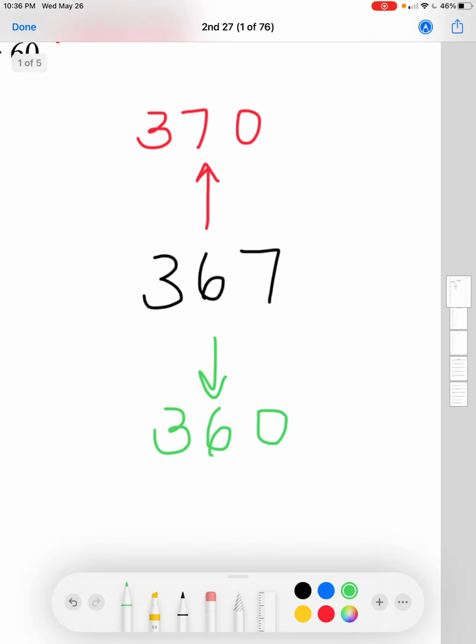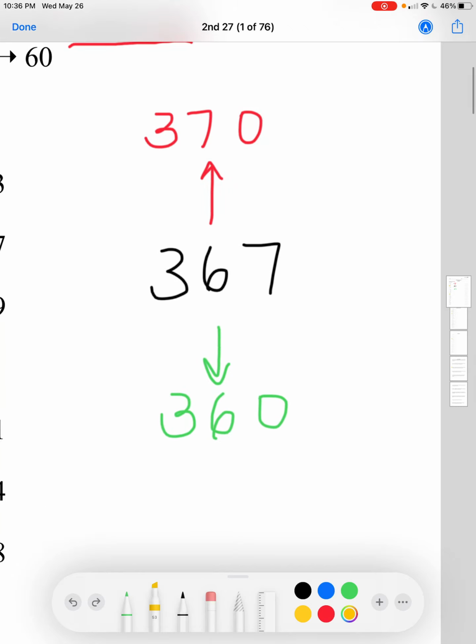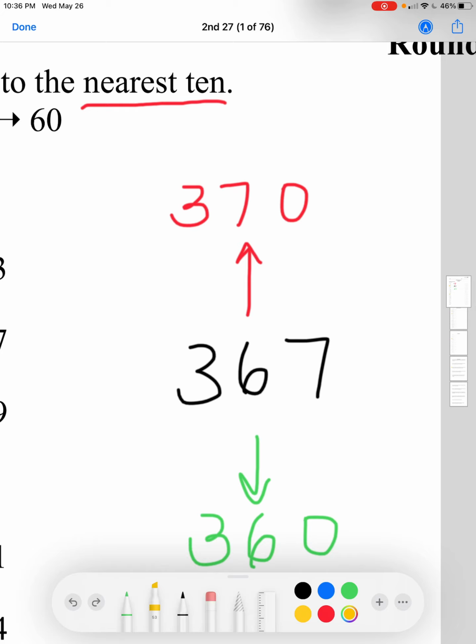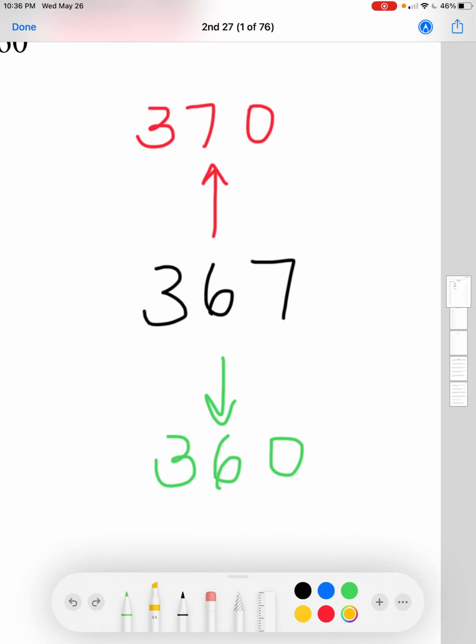So basically the only number that changes is the tens place, because remember we're looking at the nearest 10, so only the 10 changes or stays the same. That's what we're looking at, the tens place. All the numbers to the right of the 10 will be zeros. Numbers to the left will be kept the same. So that's why we have 360 here, but the 3 is the same in all three numbers. We have a 3, 3, and a 3.